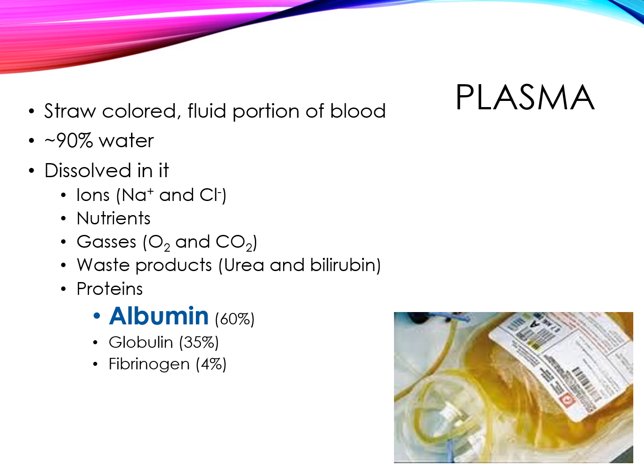Plasma, the fluid portion of the blood, is about 90% water, but it also has some other components such as nutrients, ions like some of your electrolytes like sodium and chloride, gases like oxygen and carbon dioxide, and waste products like urea and bilirubin, and then also proteins.